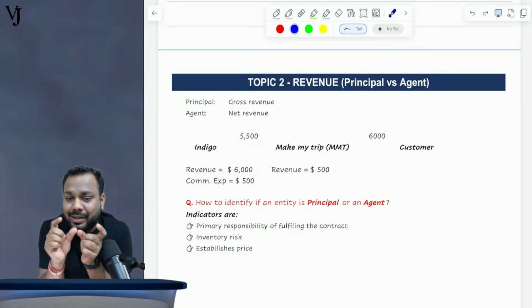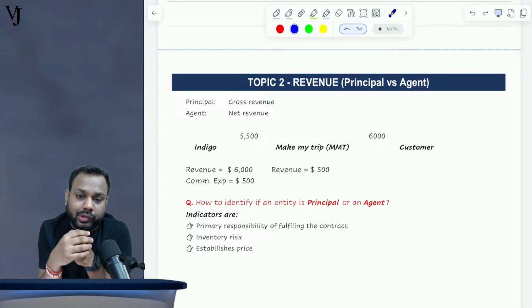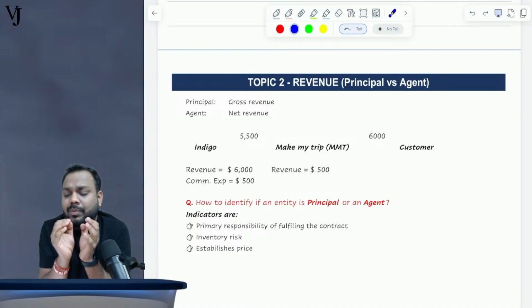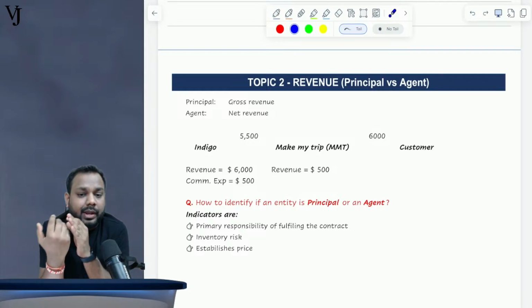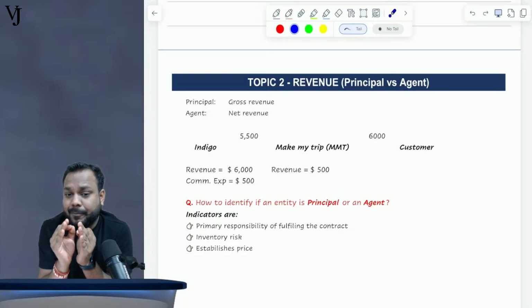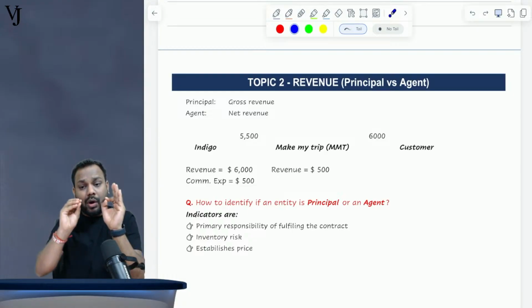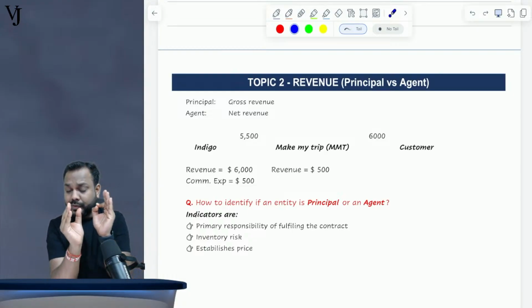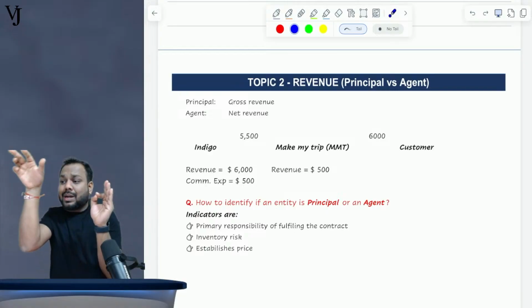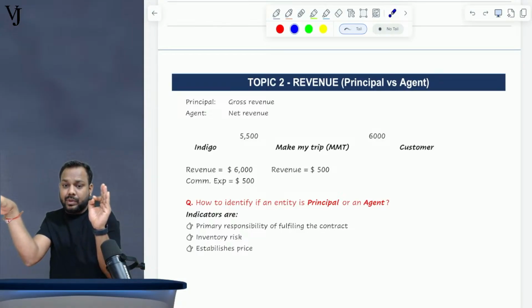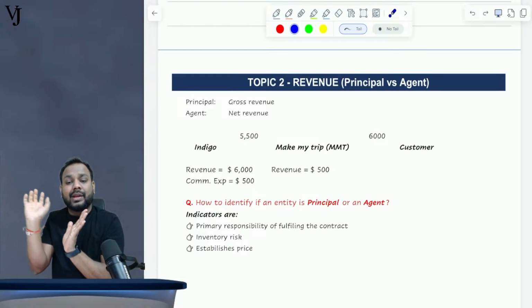For an airline, the seats are the inventory, right? If the seat is vacant, it's an inventory loss. Now comes the understanding of how exactly we will see this in the exam. Very well pointed, Amir Osman. The key point here is, if the control of the inventory transfers from the principal to the customer directly, then the middle person is the agent.